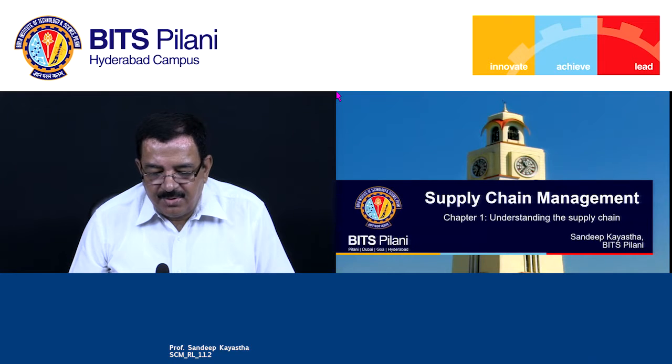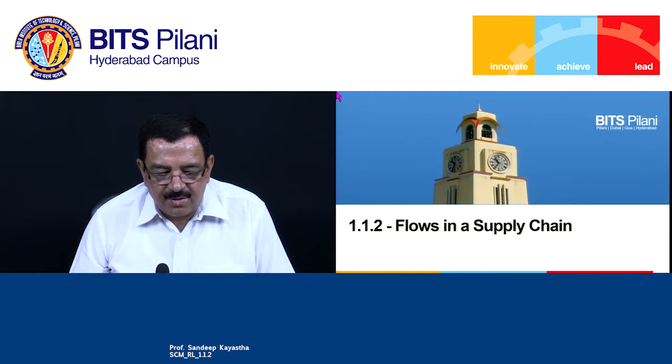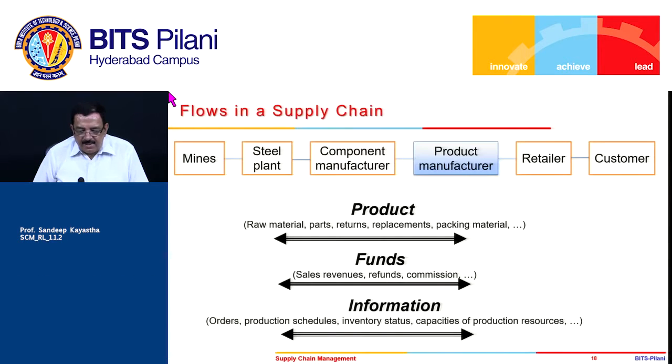Welcome to the second video on what is a supply chain. In this video, we are going to learn about flows in a supply chain. There are essentially three kinds of flows that happen in a supply chain. First one is about the product, second is about funds, and third one is about the information.